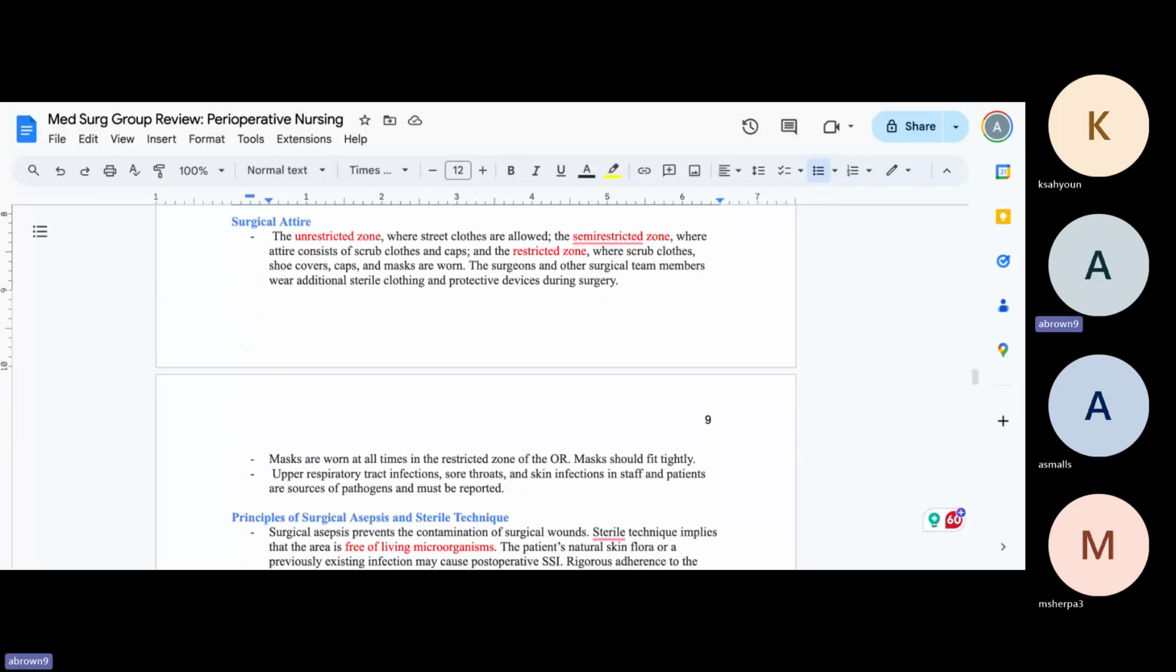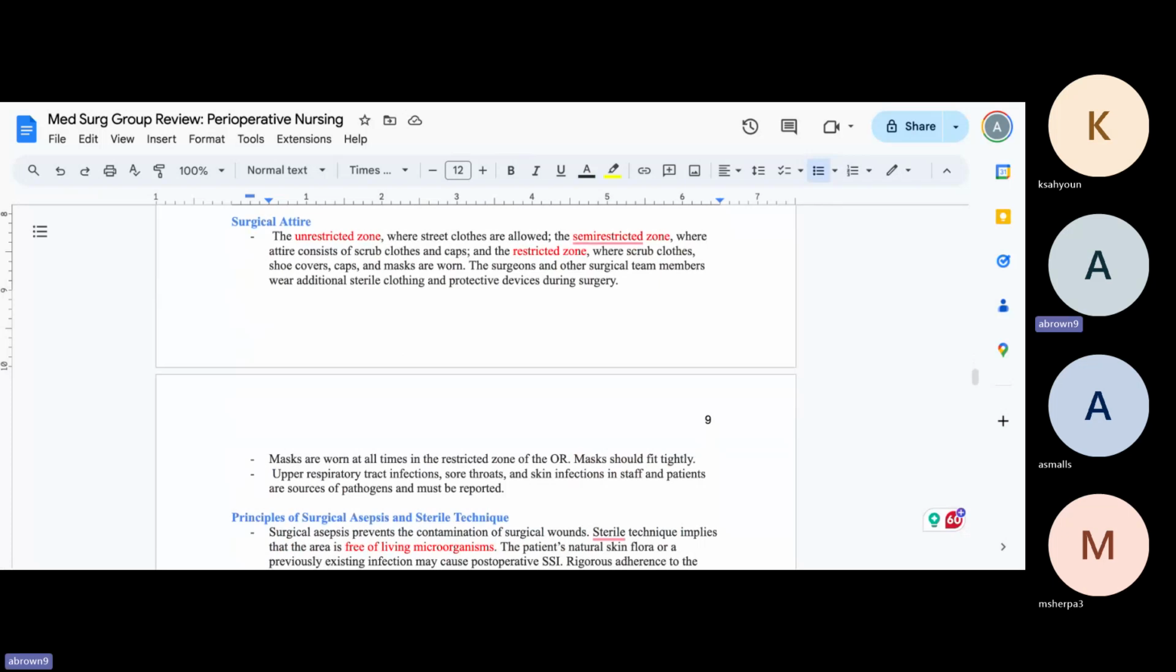Surgical attire. So there are specific zones and what you should be wearing in each zone. The unrestricted zone is where street clothes are allowed. So that's like outside the OR. Then you have a semi-restricted zone where attire consists of scrub clothes and caps. And then the restricted zone where only scrub clothes, shoe covers, caps, and masks are worn.